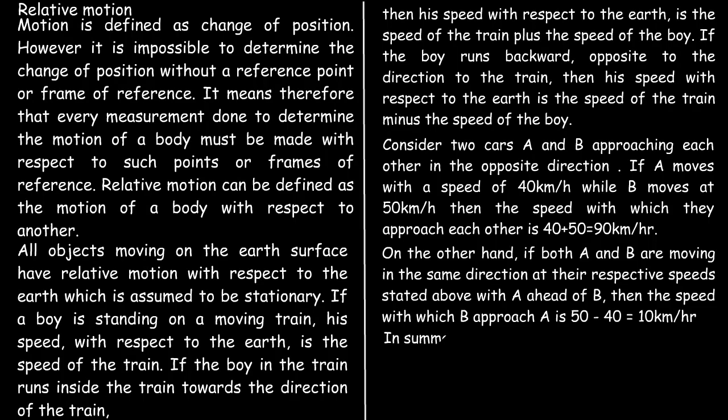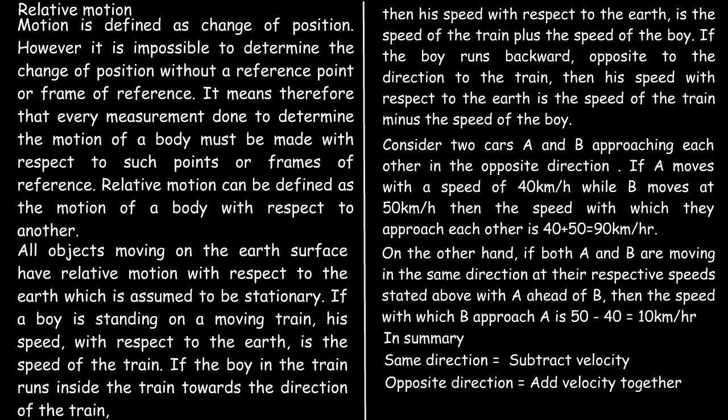In summary, if they are going in the same direction, we subtract their velocity, and if they are going in opposite directions, we add their velocity. We have an exercise that states that two cars S and Y traveling in opposite directions along the same highway at uniform velocities 110 km per hour and 90 km per hour respectively pass each other at a certain point.